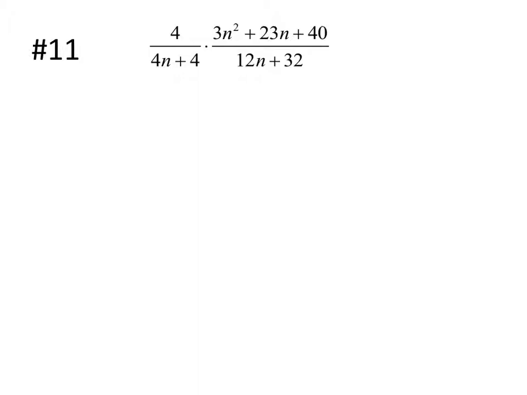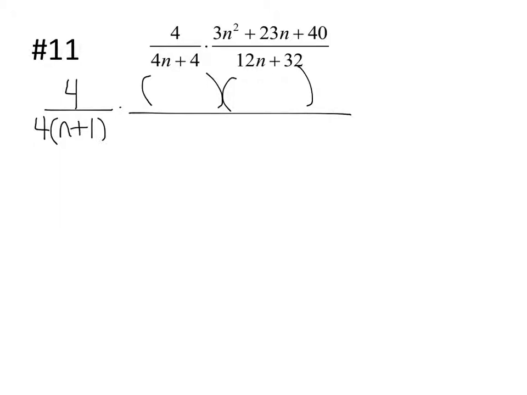Okay, here we can't do anything with the 4, so we're just going to write that. And then in my denominator here, we have a binomial, so I'm going to see what it has in common and factor it out. So I factor out a 4, it leaves me with n plus 1. Up here, I'm going to do my typical everyday factoring.